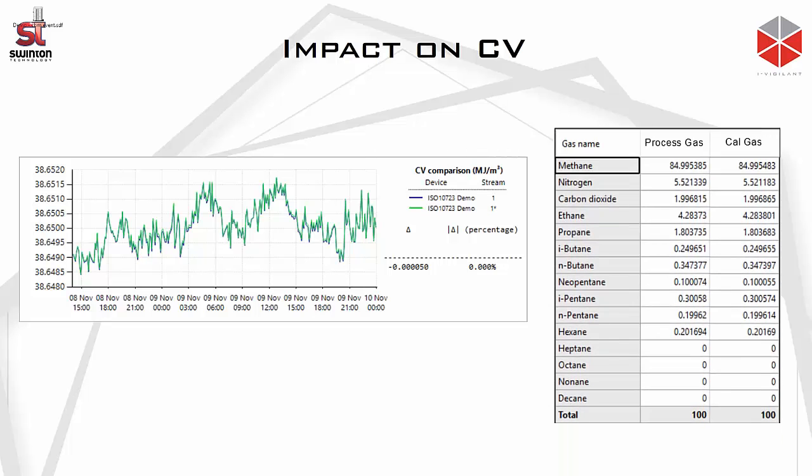So what we see here is that the process gas average is around 85%, and we basically use a calibration gas that is very, very similar to the process gas at that particular time. So we don't really see any bias whatsoever. We do see a little bit of delta, which is a difference between the true function and the assumed function in the CV result, but it's not significant.